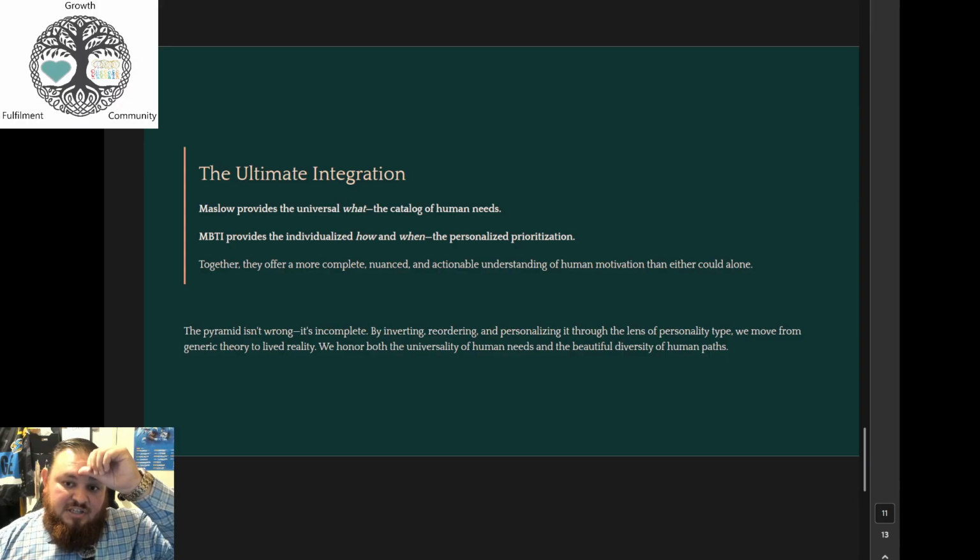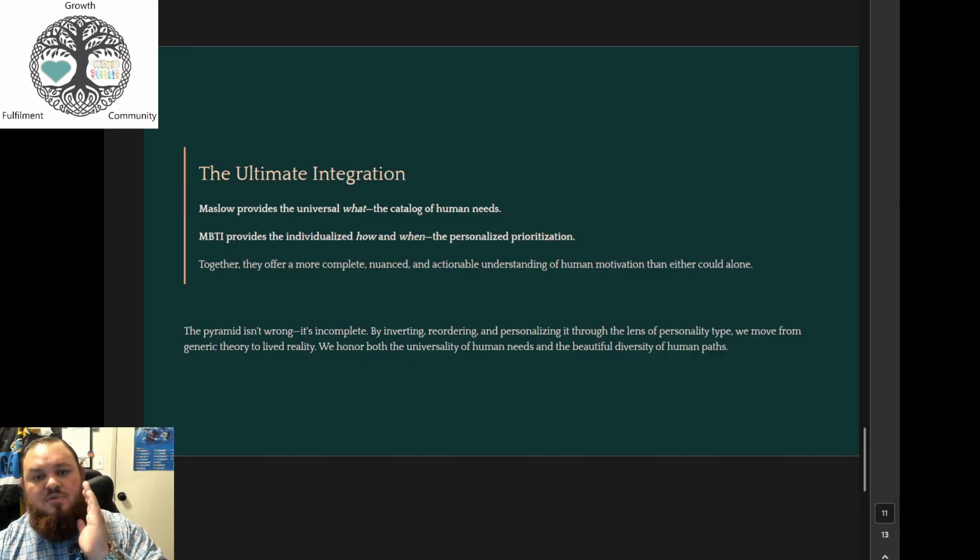So the ultimate integration: Maslow provides the universal what, and the Myers-Briggs Type Indicator provides the individual how and when, the personalized priorities. Together, they offer a more complete, nuanced, and actionable understanding of human motivation than either could alone. The pyramid isn't wrong, it's just incomplete. Everybody's personal path is going to be different, and it's important that you drive your success through your own personalized path and find your self-actualization and fulfillment in the way you can.